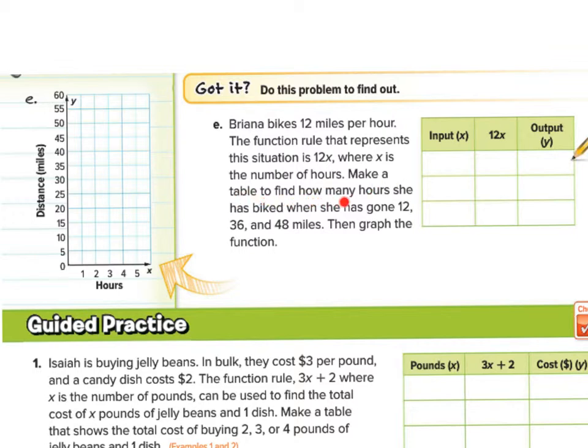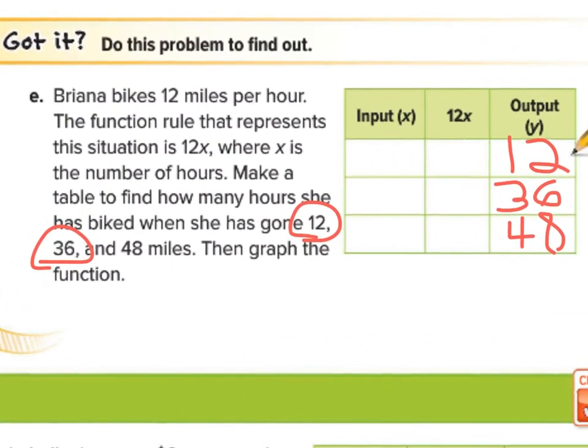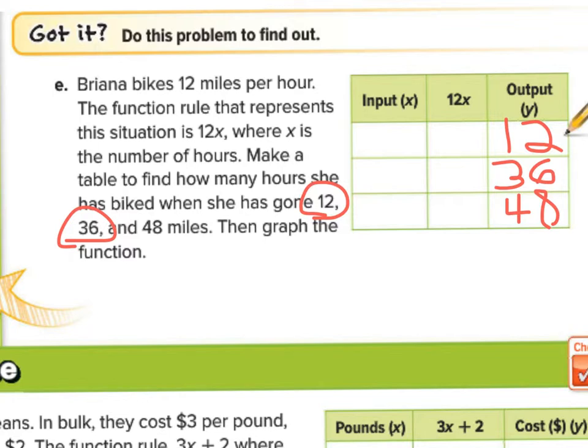Make a table to find how many hours she has biked when she has gone 12, 36, and 48 miles. Then graph the function. Okay, so 12 miles, here we go. We have 12 miles, right there. This is the number of miles she's gone. This is our output, 36 miles and 48 miles, right? And we know that it's number of miles each time per hour. Okay, so let's just zoom in here for now.